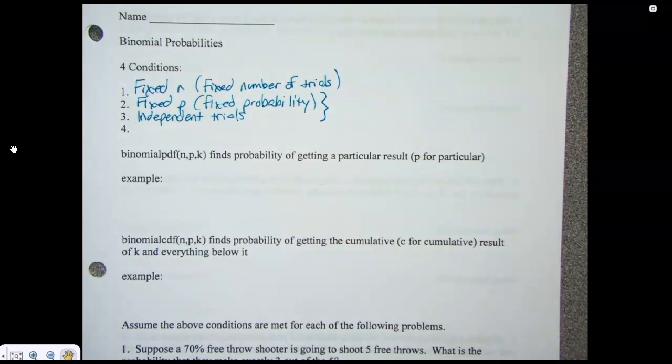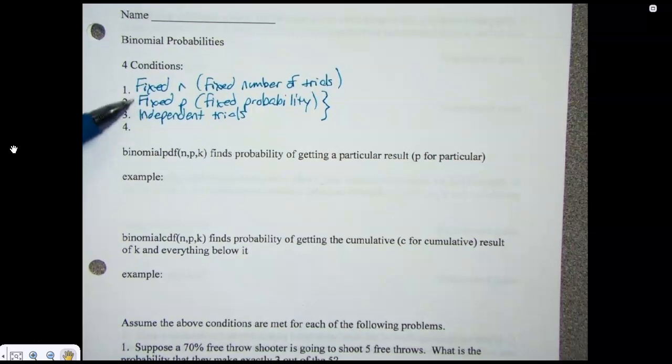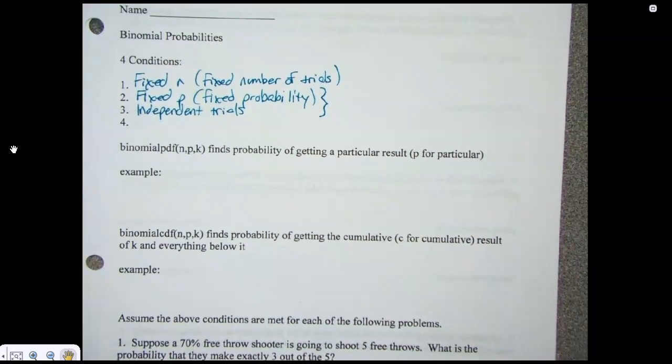So imagine like picking cards out of a deck. The first time you pick a card, what's the probability you pick a red card? 50%, right? Well, if I don't put it back, does that change the probability? It does, and then they're no longer independent. So these are pretty tied together.